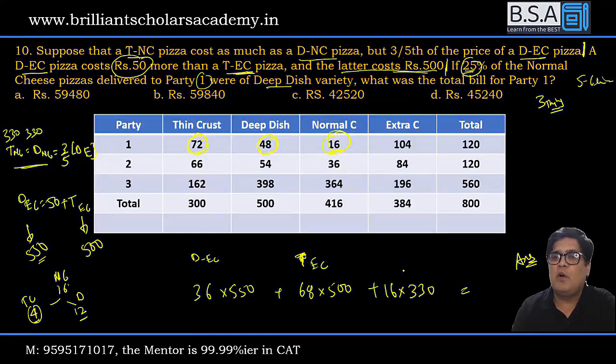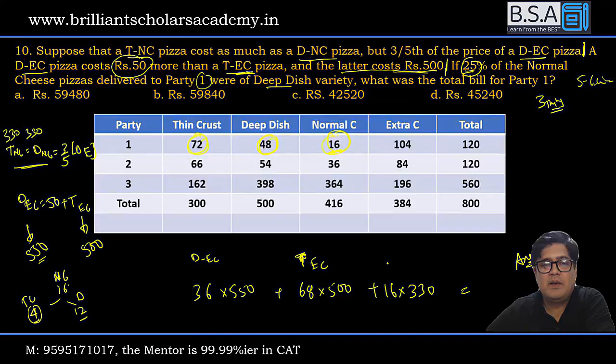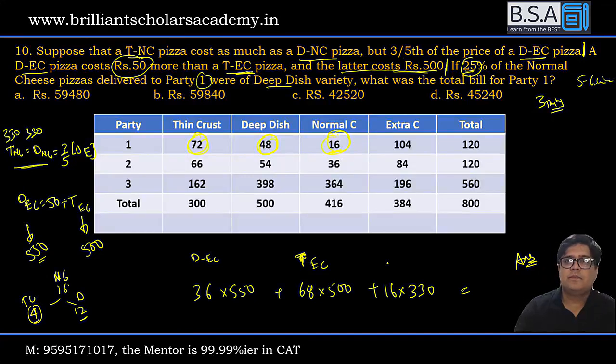Dono ka rate barabar hai. Why do you want to multiply 2 separate numbers and add 2 separate numbers? Seedha add kar do. If you can see a pattern, it's good, well and good. Otherwise simply multiply and add. Complete the calculations. I'll also try. 36 into 550 plus, you have to write this down, 68 into 500 plus 16 into 330. Verify your calculations.